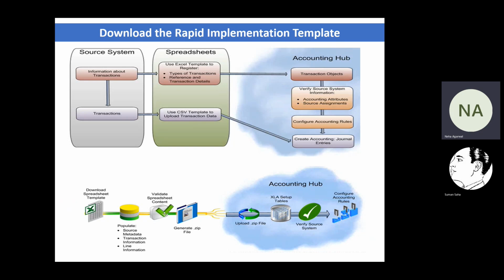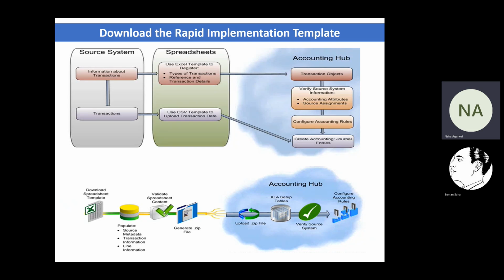Once we have analyzed the transactions, we need to analyze the reporting, auditing, and the reconciliation requirement for that source system's transaction types. Then we need to register our source system to the Oracle system through the spreadsheet. Then we will define the accounting rules and methods.